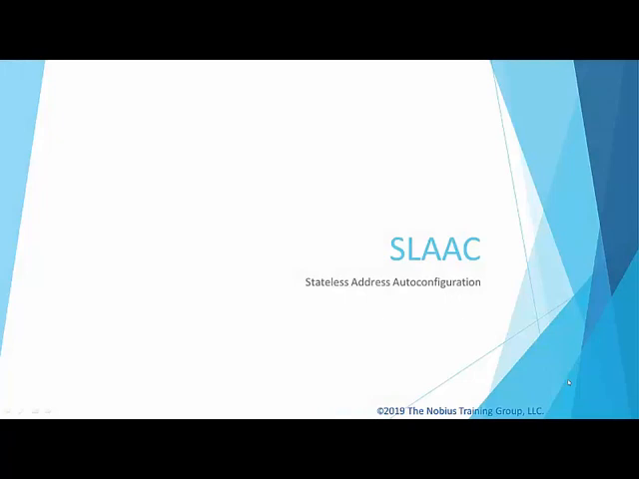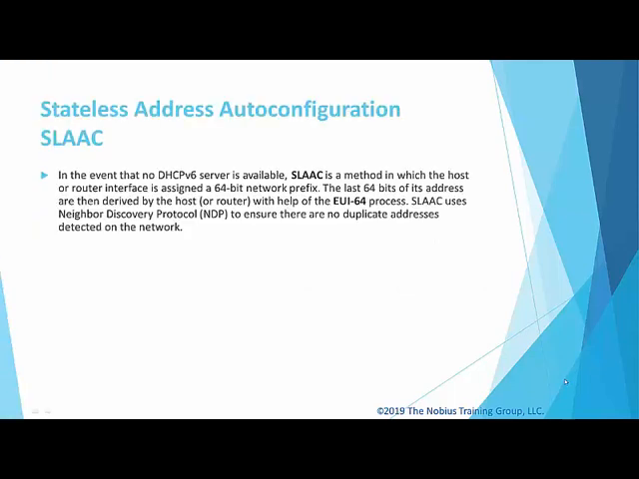In this session, I'm going to talk about SLAAC, Stateless Address Auto-Configuration for IPv6. In the event that no DHCPv6 server is available, SLAAC is a method in which the host or router interface is assigned the 64-bit network prefix. The final portion, the last 64 bits of its address, are then derived by the host or the router itself with the help of the EUI-64 process.